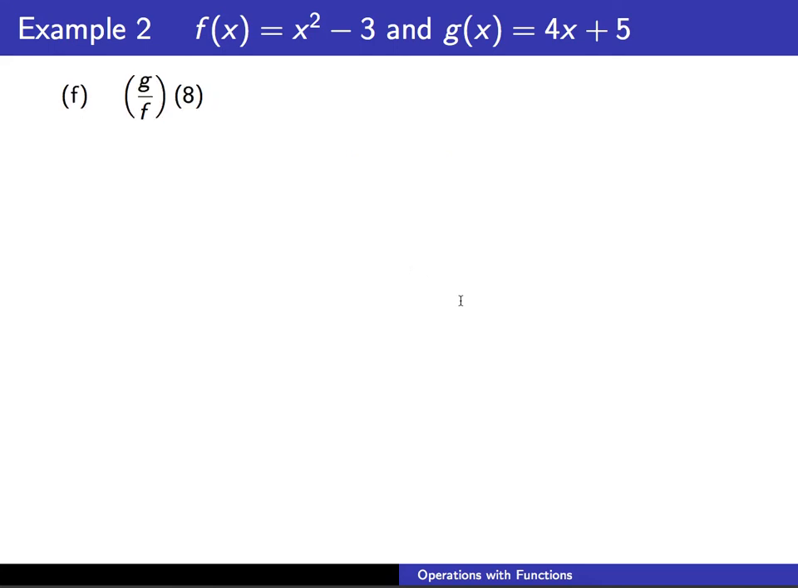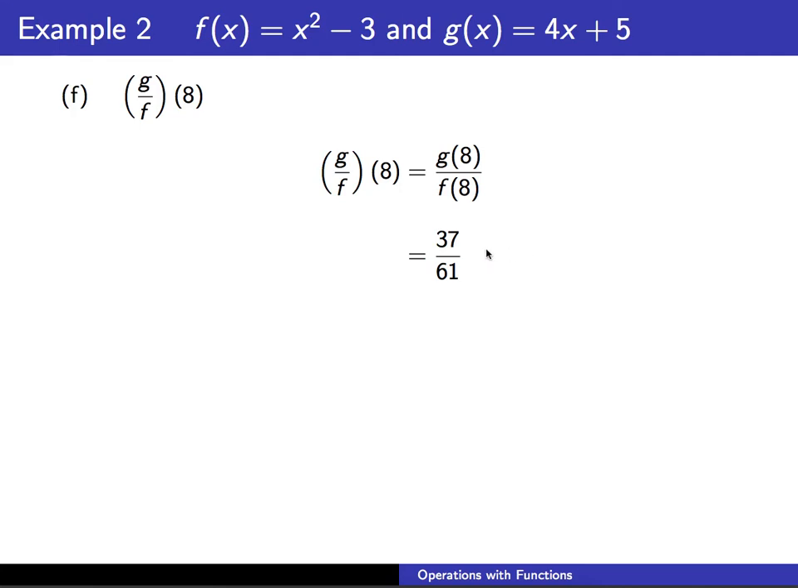All right, finally, example F, we have g over f of 8. So that means plug 8 into g for the numerator, and 8 in for x, for f of x in the denominator. So plugging in an 8 into g of x here, we get 4 times 8 plus 5 is 37. For f of 8, 8 squared minus 3 is 61, and 37 over 61 cannot be reduced, so that is our final answer.